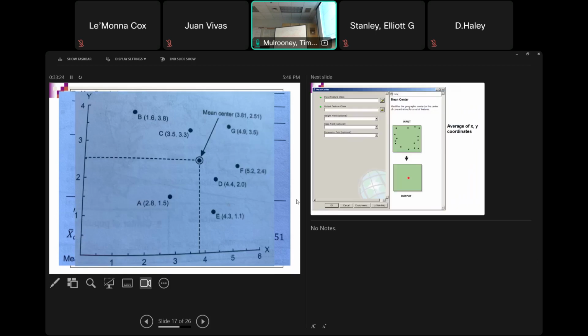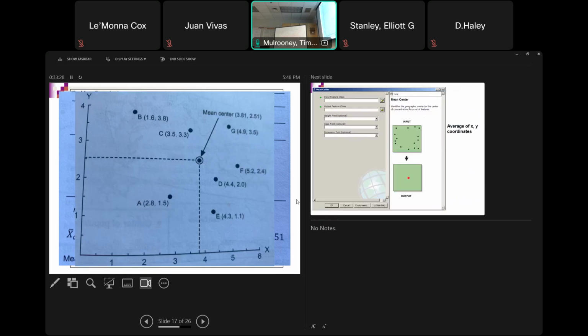Okay, so when we look at location coordinates here, we have an x and a y. If we add all those up, the average is 3.81, 2.51. I just want to make sure we know how to calculate this. Add them all up, divide by the total number right here. And so the mean center will be 3.81, 2.51. Really easy to calculate.